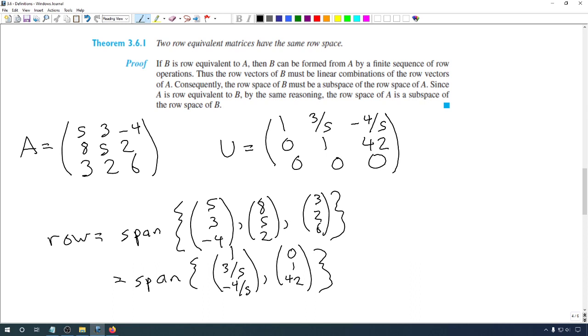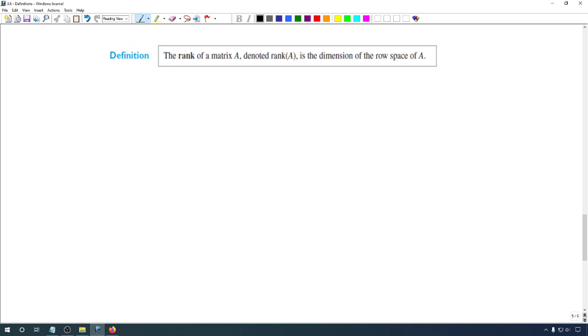And you could go through, and because we're talking about row echelon form, those vectors are going to be linearly independent. So in fact, the row space of A is two-dimensional. And we're going to give a name to that dimension. If we can determine the dimension of the row space of a matrix, we are going to call that the rank of the matrix. The book denotes it as rank of A. Some people will write this as just rk of A.